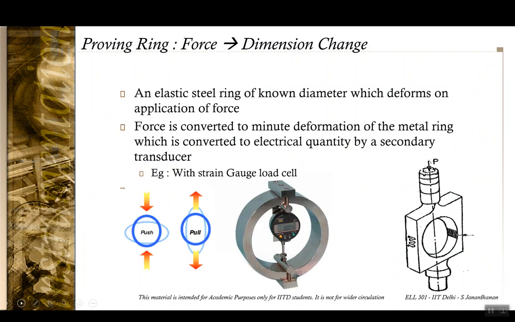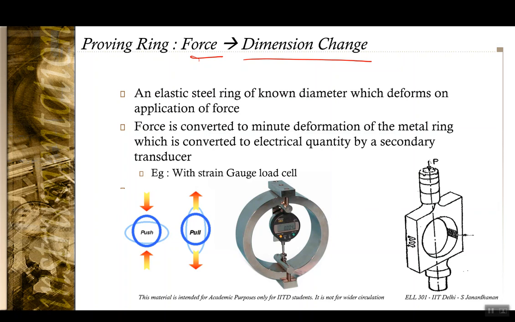First, let us look at the primary case, the direct measurement case. You have a proving ring. In a proving ring, you apply a force, and this force causes a dimension change of the proving ring, and that is directly picked up. Here you have a picture of a proving ring.